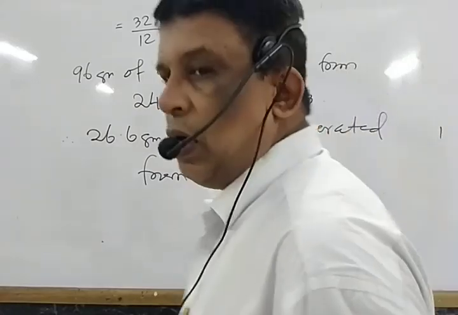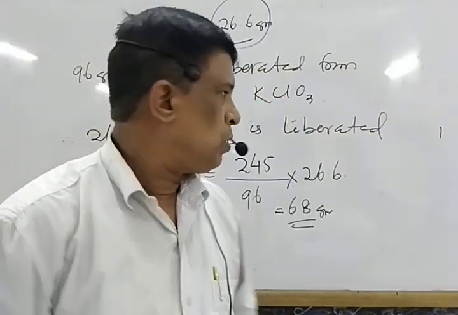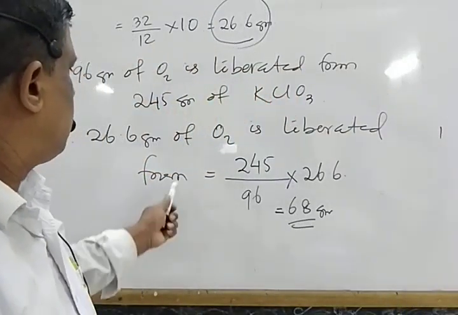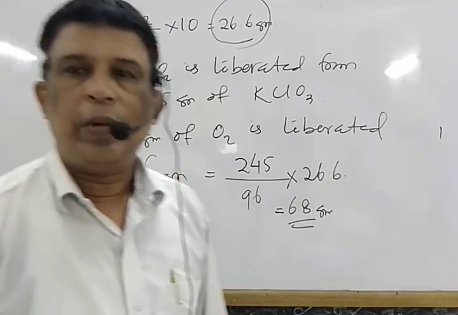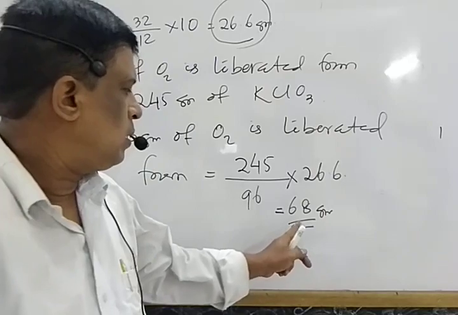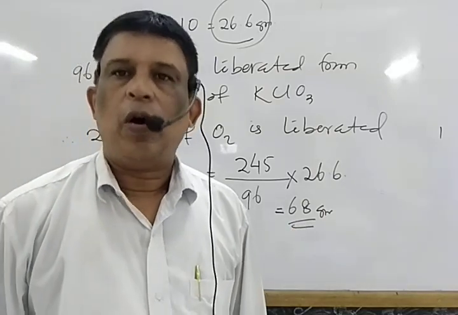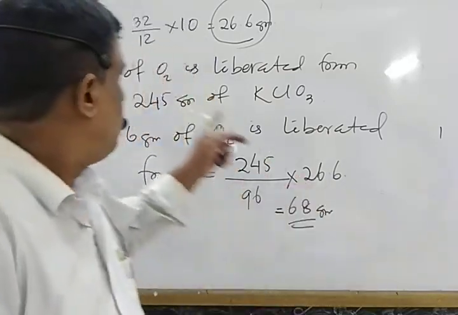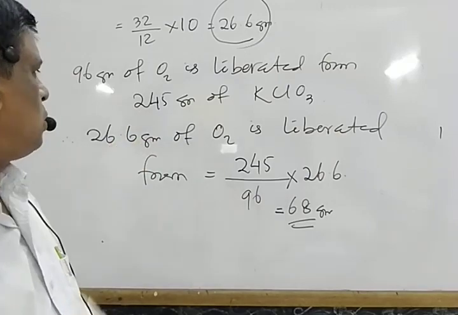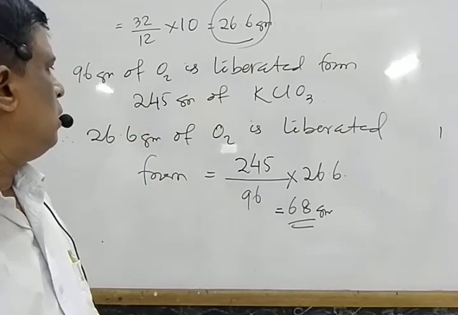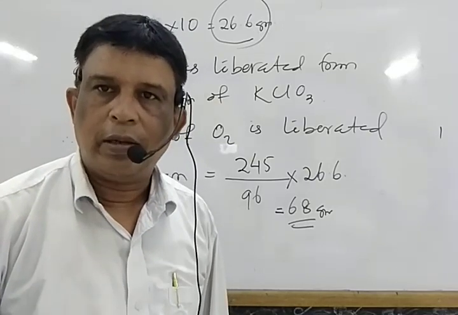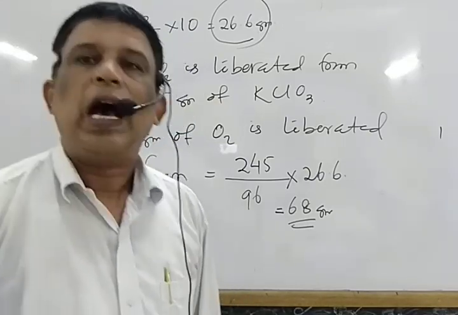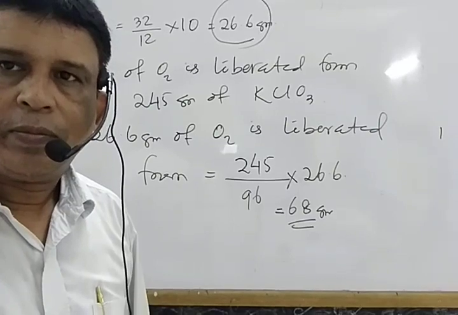That means 68 gram of potassium chloride is needed, evolving 26.6 gram of oxygen from the decomposition of 245 gram of potassium chloride. Next, move to another type of problem.